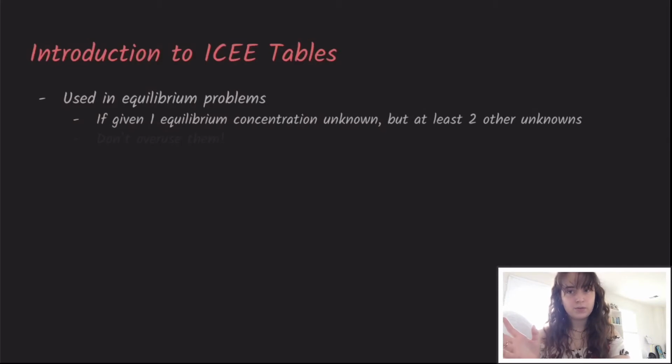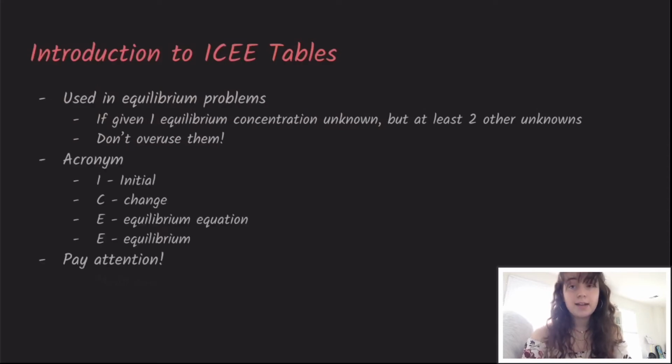They're very, very useful. You will notice there are tons and tons of problems you can use them for, but try not to overuse them, because sometimes there are ways to solve a problem more easily, or you have to use a different method that may be a little bit harder. ICE tables won't give you the actual answer you need, so try not to overuse them. So the acronym: I is initial, C is change, E is equation, and E is equilibrium.